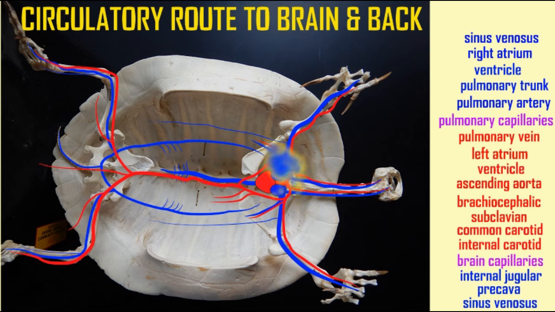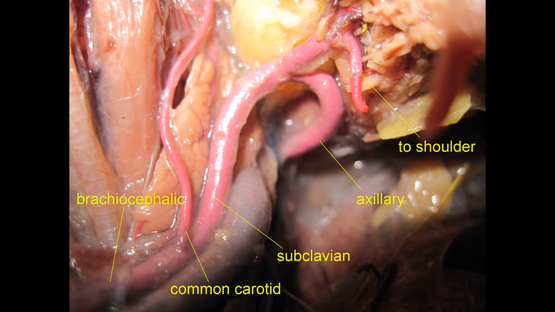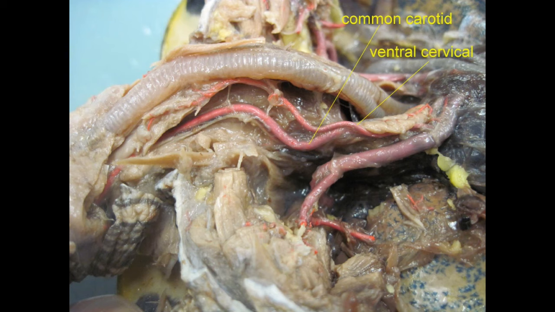services the brain. After gas exchange occurs in the brain, deoxygenated blood will return through the internal jugular to the precava, or anterior vena cava, to the sinus venosus, where it can return to the right atrium.